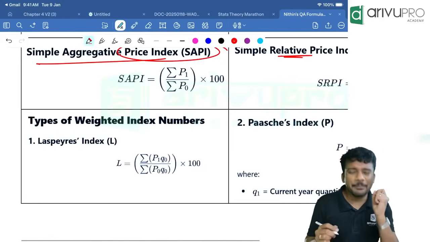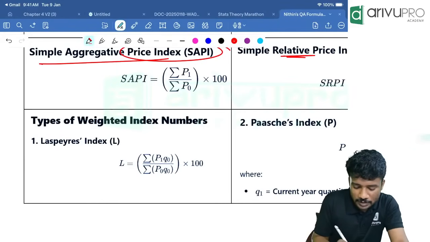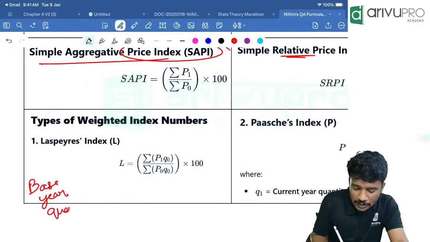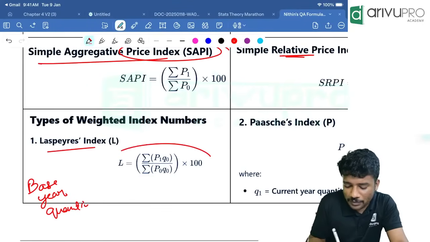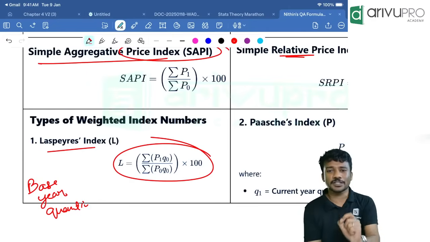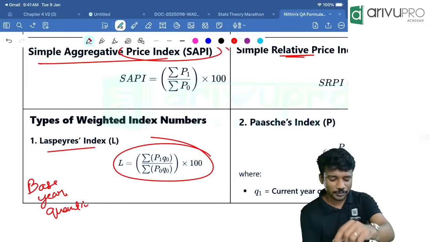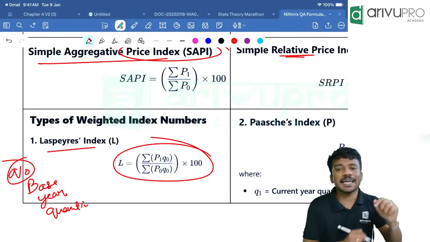Then coming to Laspeyres index number. In Laspeyres, what are we taking as the base? Base year quantity is the base in Laspeyres index. We have the formula: sigma P1 Q0 divided by sigma P0 Q0 into 100, where Q0 is the base year quantity and it is the weight.